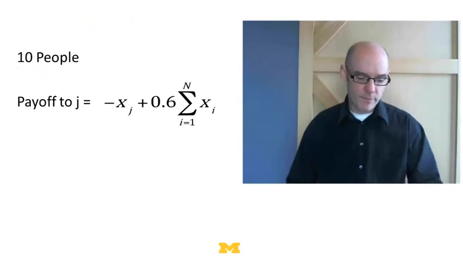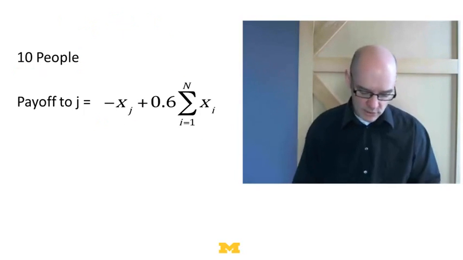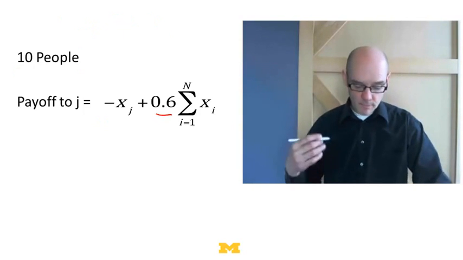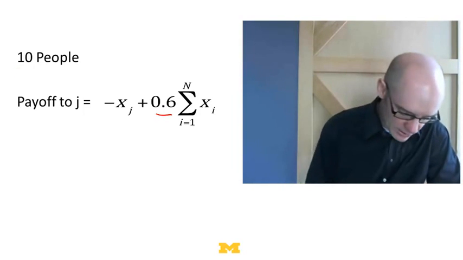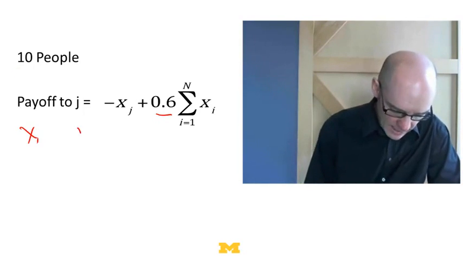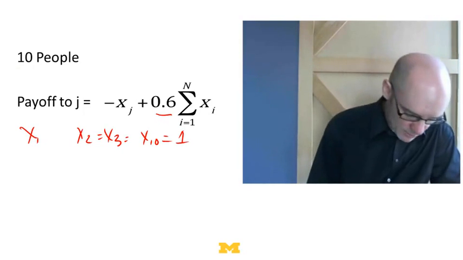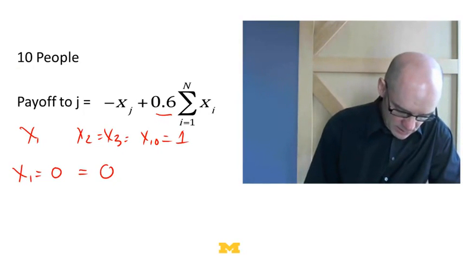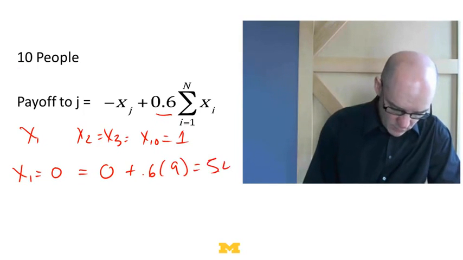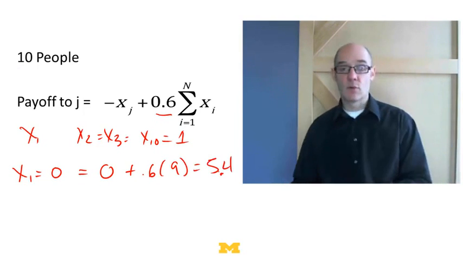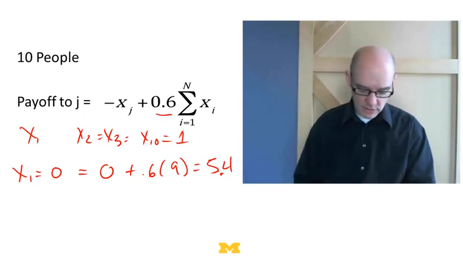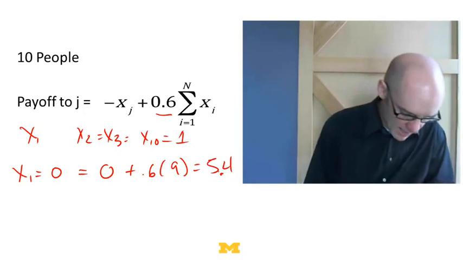Let's look at an example. Let's suppose there's 10 people, and we're going to assume that beta is equal to 0.6. Now let's suppose everybody else is cooperating. So let's suppose I'm x1, and that x2 equals x3 equals ... equals x10 equals 1. So everybody else is doing 1. So my payoff if I choose x1 equals 0 is just going to equal 0 plus 0.6 times 9, which is 5.4. Because everybody else is cooperating, so there's 9 people cooperating, so I'm going to get 0.6 times that, which is 5.4, which is great.